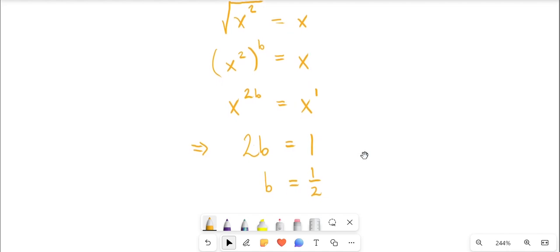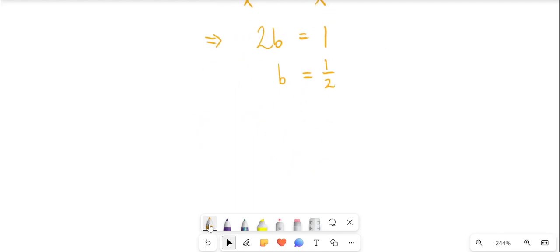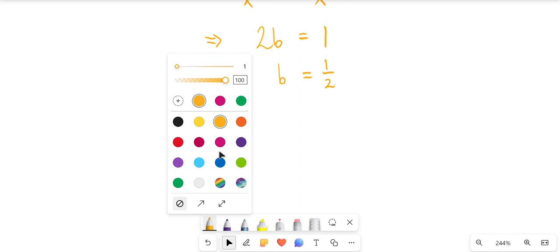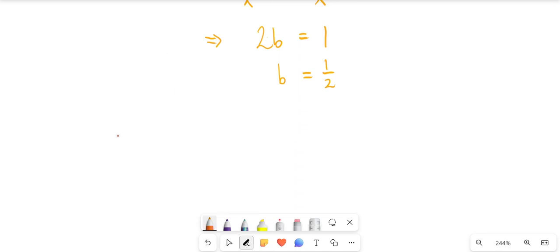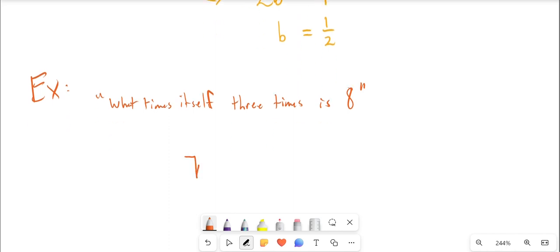So let's now consider a couple examples that go beyond the square root. Let's keep building our intuition here. Let's say, for example, I had a question I wanted to ask, like, what times itself 3 times is 8. This will be an example. So the way that we would encode this with a radical, so this symbol here is called the radical.